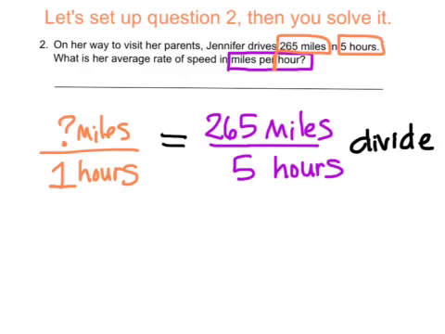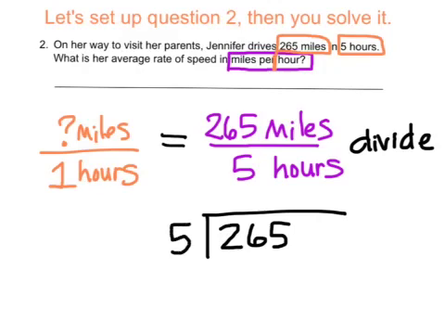All right, top number goes in the box. Bottom number goes outside the box. And all you're left with is dividing to find how many miles she drove per hour. I'm not going to do that one for you because I think you can divide by 5.